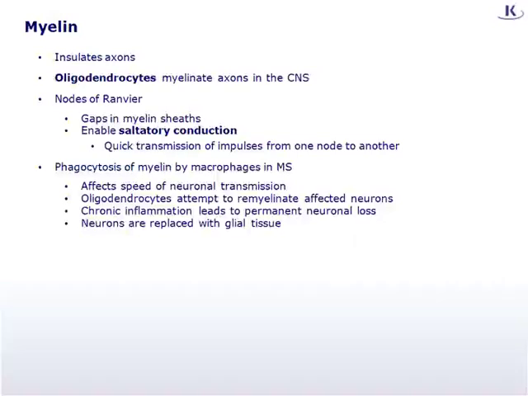This affects the speed of neuronal transmission, leading to a conduction block or very slow impulse propagation. The oligodendrocytes attempt to remyelinate the affected neurons, but the repair process is never complete or effective. Continuous or relapsing chronic inflammation results in lesions that eventually cause axons to degenerate, leading to permanent neuronal loss. These neurons are replaced with glial tissue, analogous to a fibrous scar in other parts of the body, forming a plaque-like structure around the destroyed neuron.